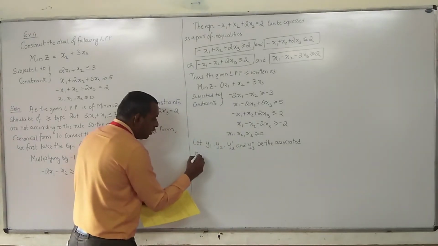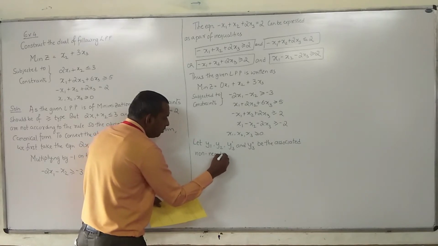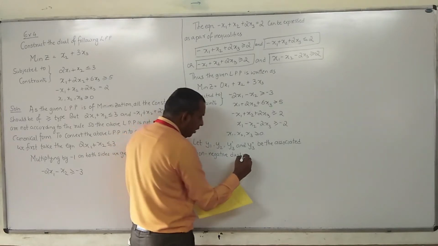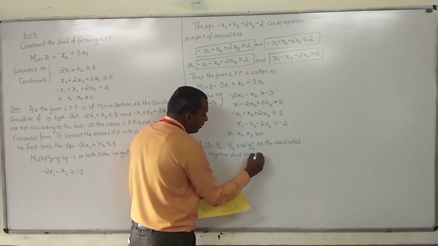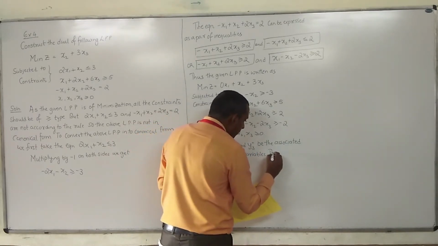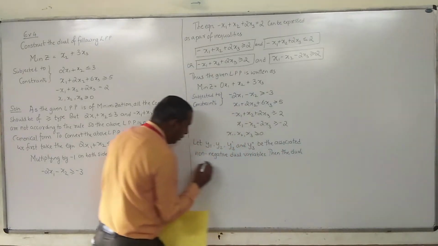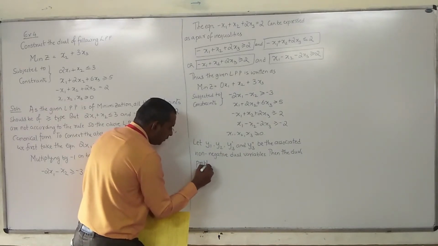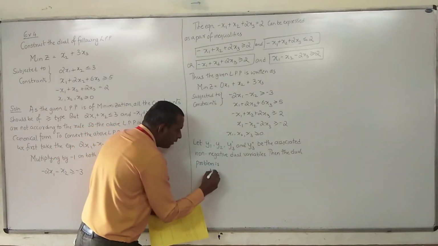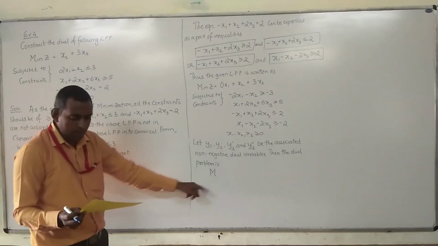So be the associated non-negative dual variables. Right? Then the dual problem is what? The primal is to be minimized, so the dual has to be maximized.